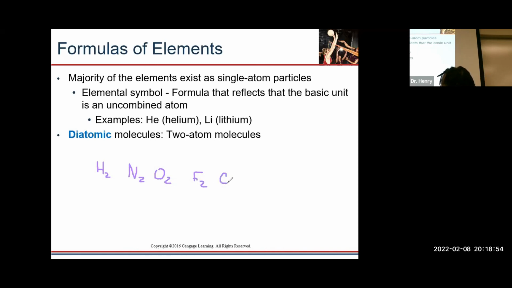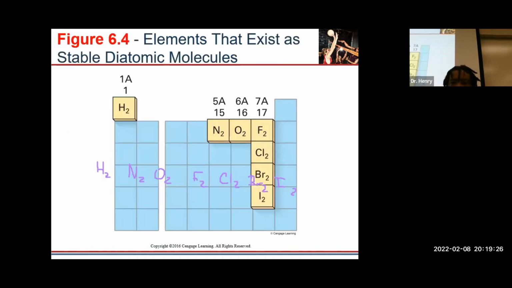F2. Cl2. That's right. Chlorine. Bromine. And iodine. So those are all diatomic elements. Di meaning 2 atoms, diatomic, right? So these are your diatomic elements. When they're by themselves, they're going to be written as diatomic elements. So these are the 7: 1, 2, 3, 4, 5, 6, 7. Have no fear of ice cold beer. Remember that? Okay.